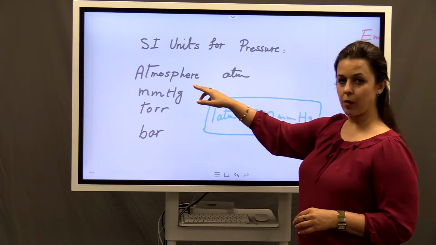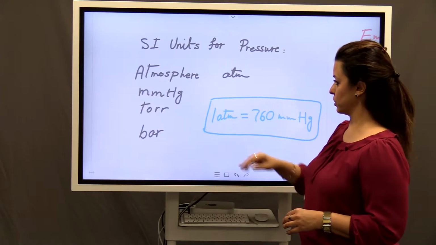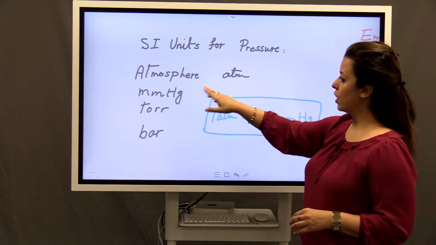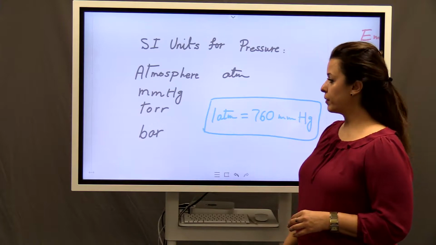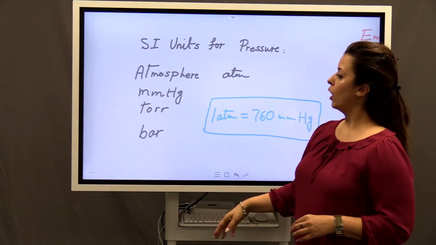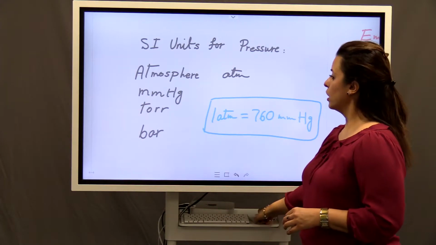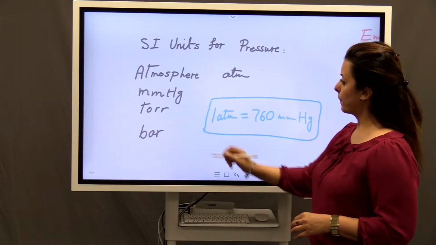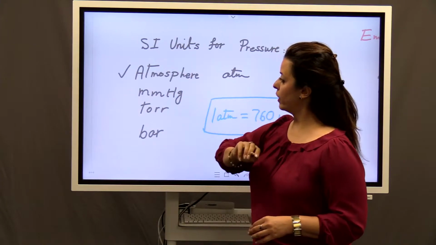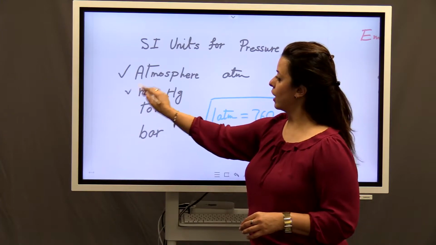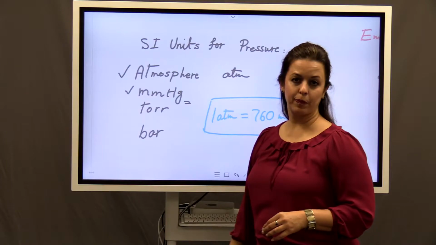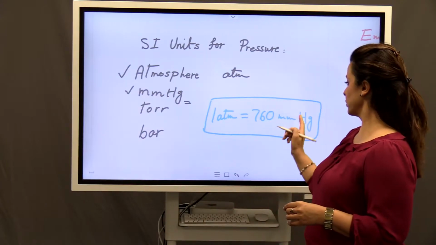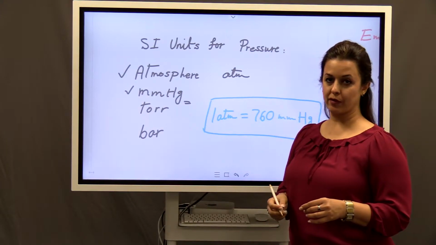We have the most common unit for pressure, which is atmosphere. We show it with ATM. Then mmHg or millimeters of mercury, torr, and bar. The most common units that we work with are atmosphere and millimeters of mercury, and millimeters of mercury and torr are the same. One more thing is that 1 atmosphere is 760 millimeters of mercury.